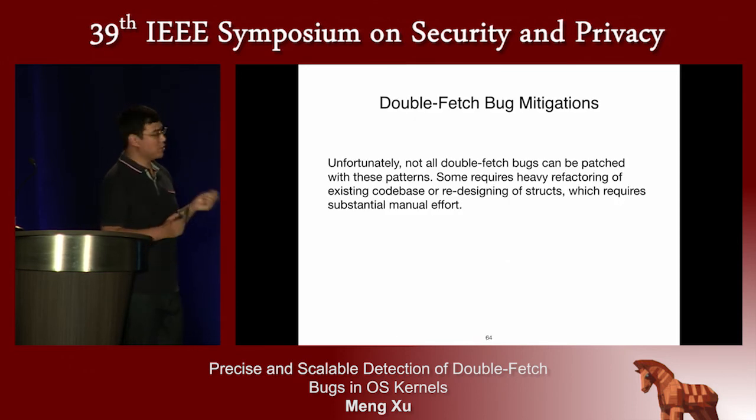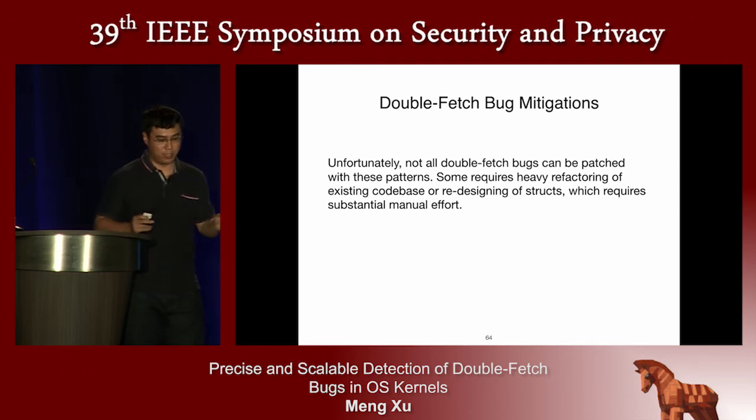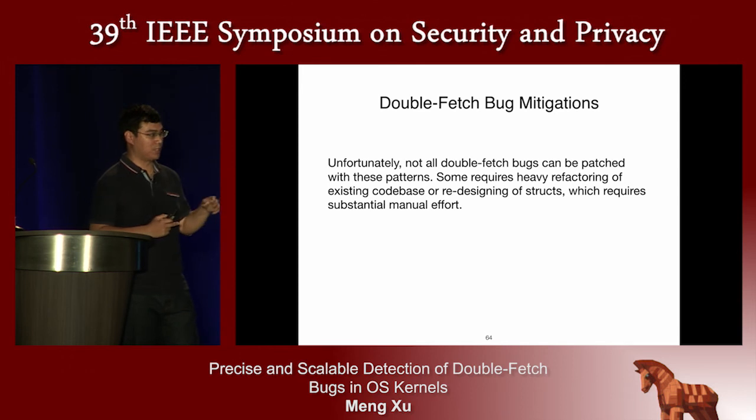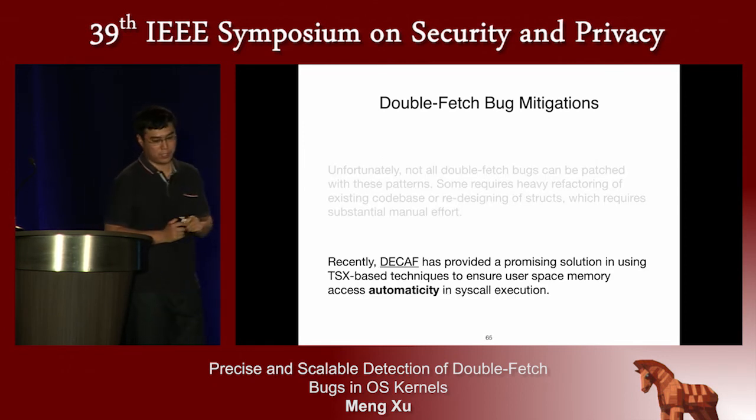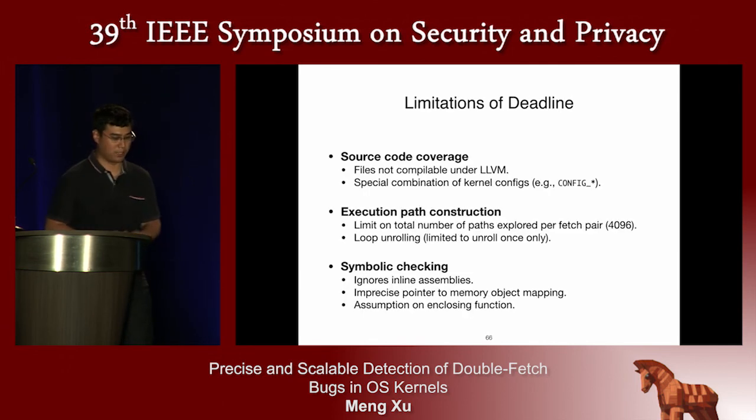Unfortunately, we don't find a generic way of patching all these double fetch bugs. Some require heavy refactoring of the code, or even redesigning the interface and structures. Recently, Decaf has provided a promising solution, using a TLS-based technique to ensure atomicity among the user space memory accesses. If you're interested, feel free to check the paper.